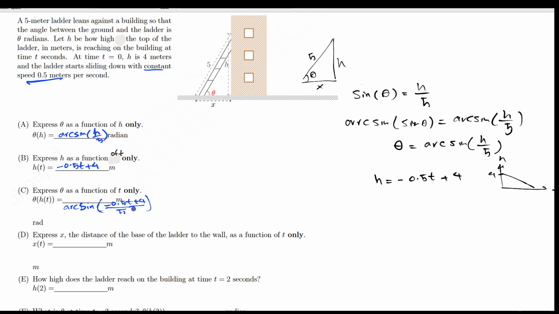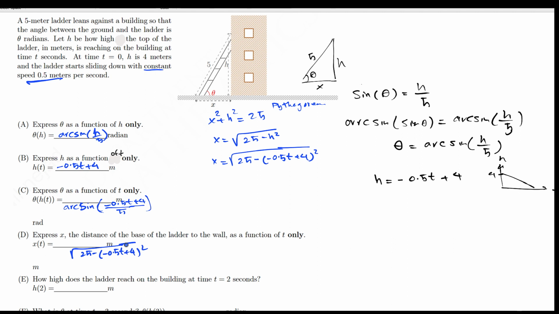Then it's asking you to express x, the distance from the base of the ladder to the wall, as a function of t only. I know that x and h are related in this manner: x squared plus h squared is equal to 25, by the Pythagorean theorem. So from here I solve for x to get the square root of 25 minus h squared. H is a function of t, so I can plug it in. And that would be the answer over here.